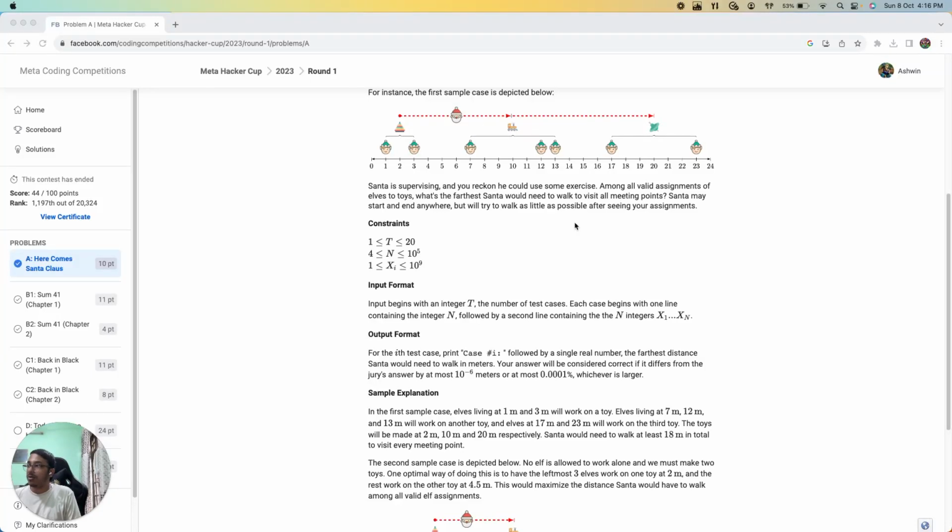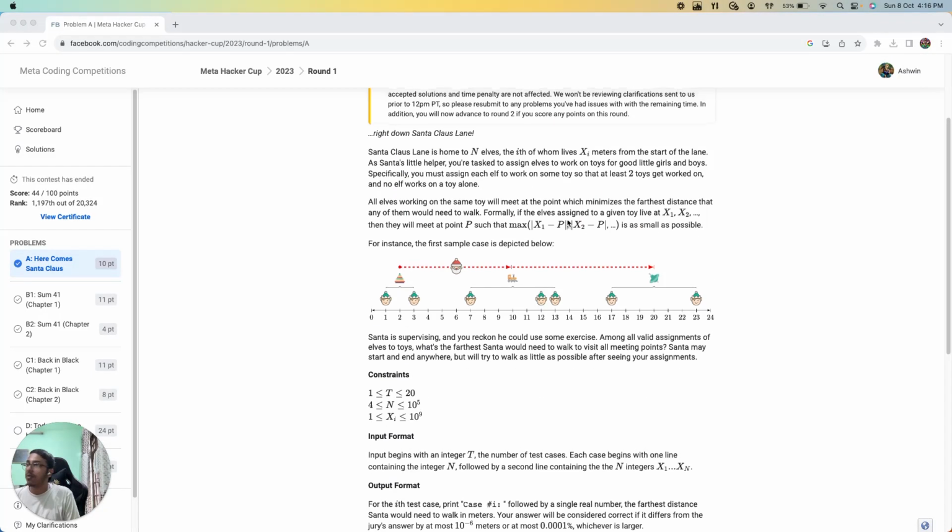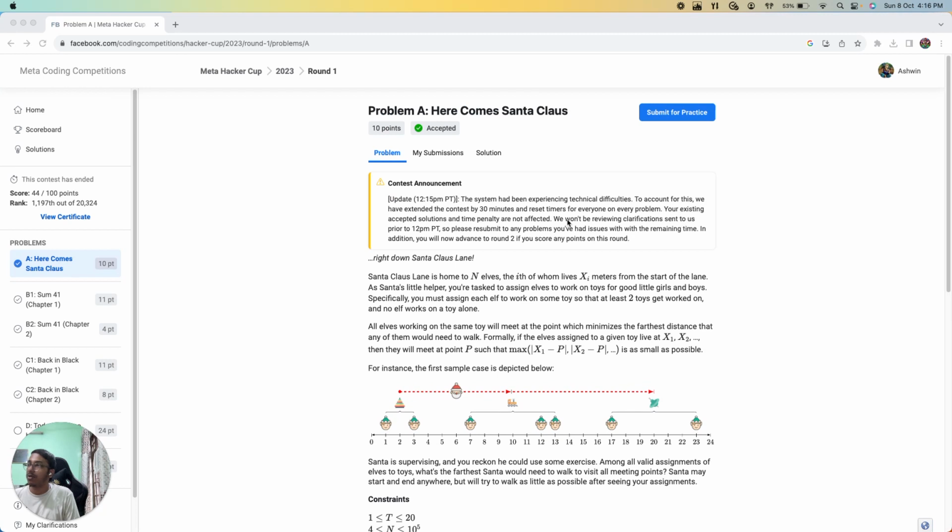Hello everyone. Today I will be discussing this question that comes in Meta Hacker Cup 2023 round 1. This was problem A. The problem was called "Here Comes Santa Claus".